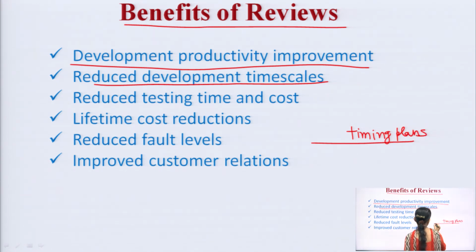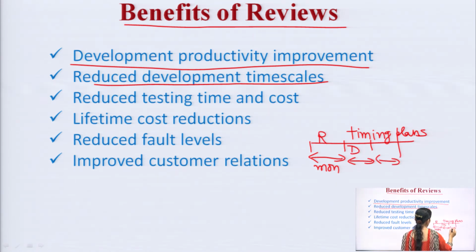This timing plan means how much time is being given: how many months should be given for the requirement phase, how many months for the design team, how many months for the coding team, how many months for the testing team, and so on. So the development time scale is reduced when we are doing the review process.